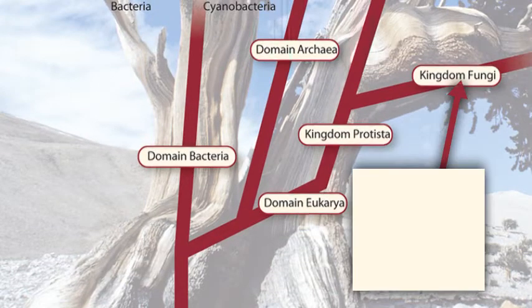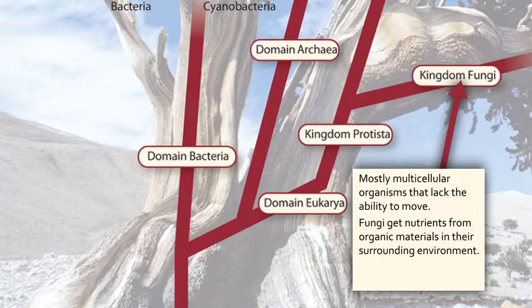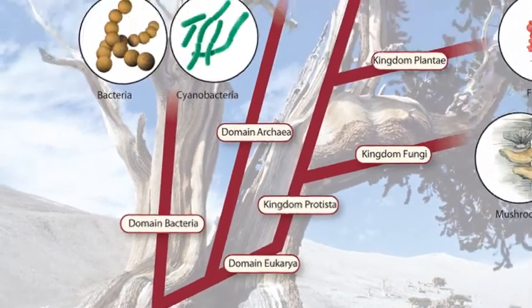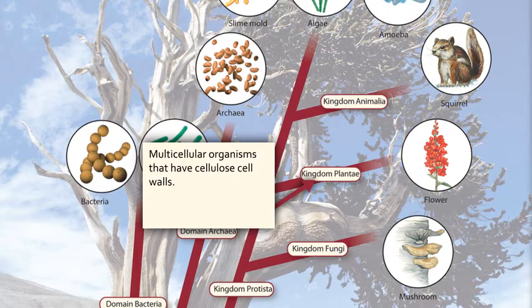Kingdom Fungi contains mostly multicellular organisms that lack the ability to move. They get nutrients from organic materials in their surrounding environment. An example is a mushroom. Kingdom Plantae contains organisms that are multicellular and have cell walls that are composed of cellulose. Flowers are members of the Kingdom Plantae.